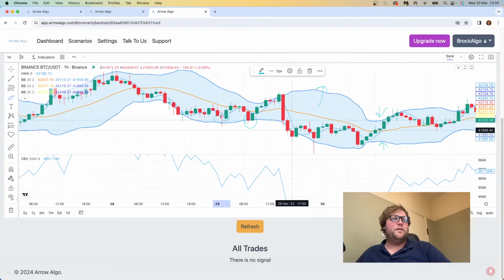So this would have been an area that triggered it. We've had the price below the lower band. We've had a low point below the lower band, and now we're starting to rise back up because it's closed now above the band.